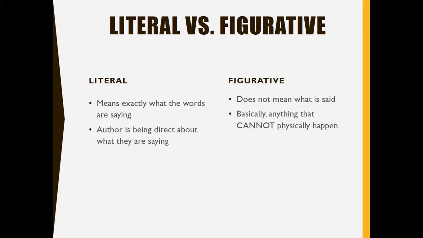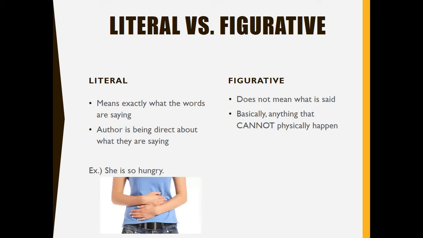Let's look at a couple examples. Literal. She is so hungry. That can physically happen. A girl can be very hungry. Figurative. She is as hungry as a horse. Now, a girl cannot be a horse. But it is comparing the girl's hunger to a horse's hunger to reflect the meaning that she is really hungry.